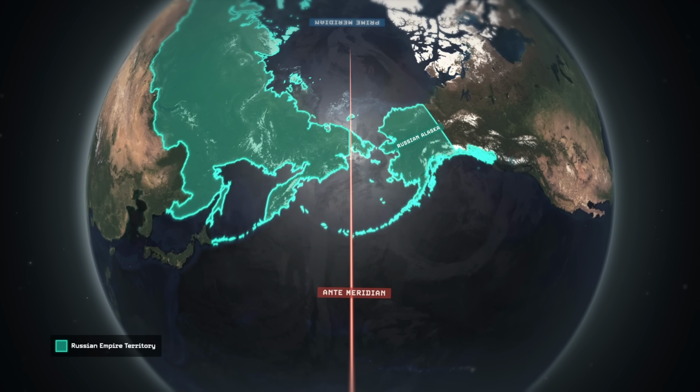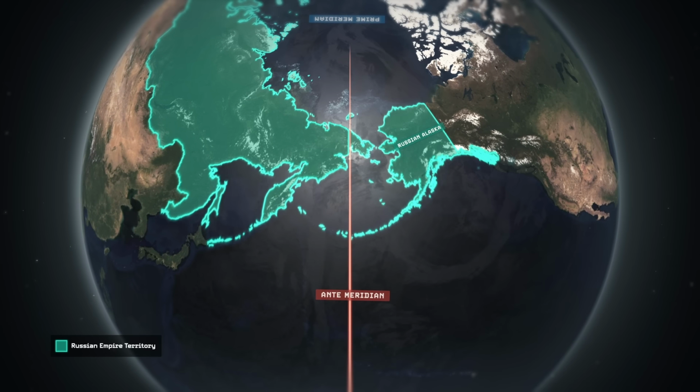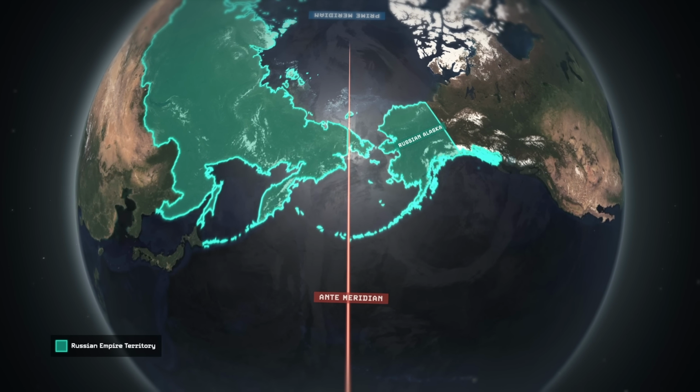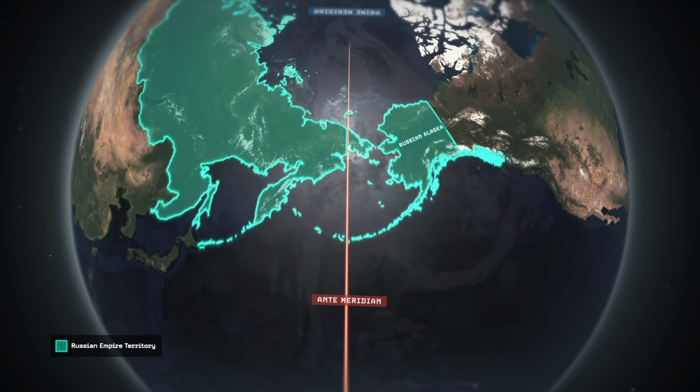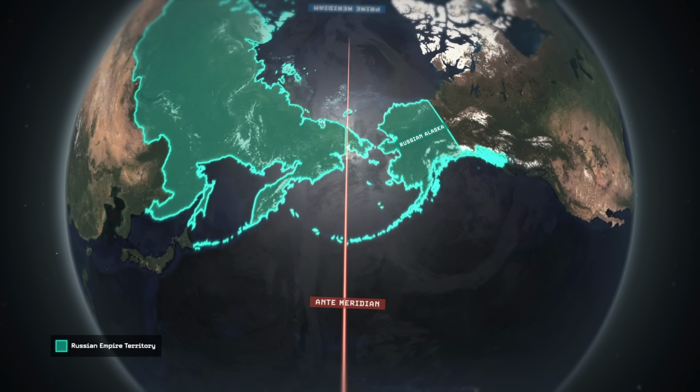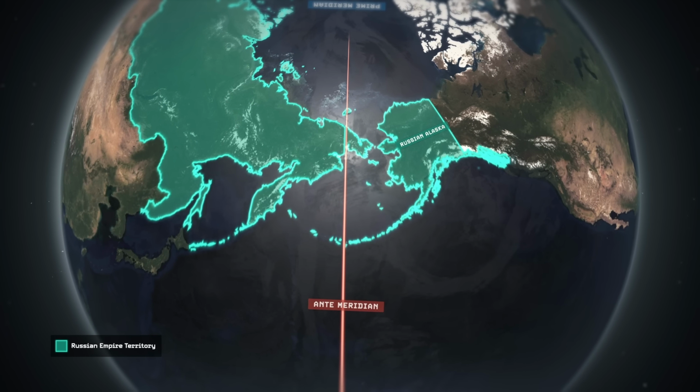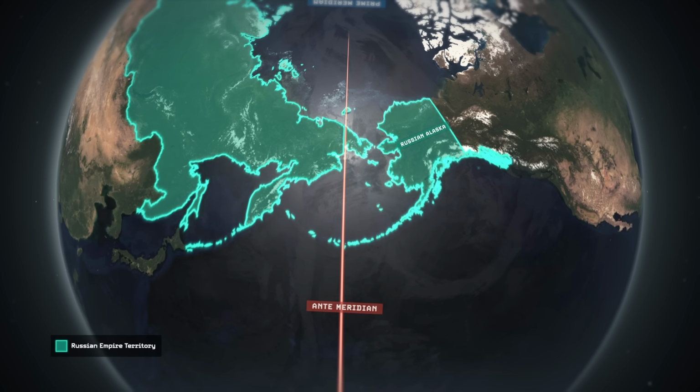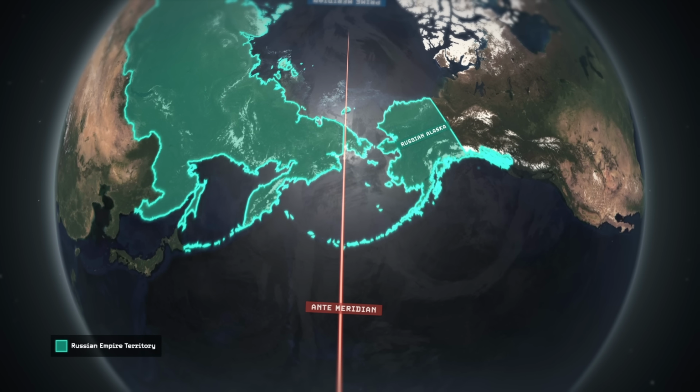So, in order to avoid having this part of far eastern Siberia being a completely different calendar day than western Siberia, and in order to keep Alaska within the same general day as the rest of the empire, the Russians initially interpreted the international dateline's position to carve violently eastwards to keep the entirety of Alaska west of the dateline.